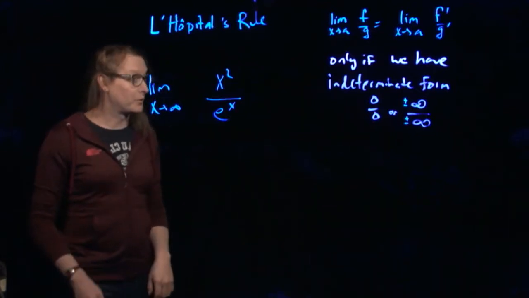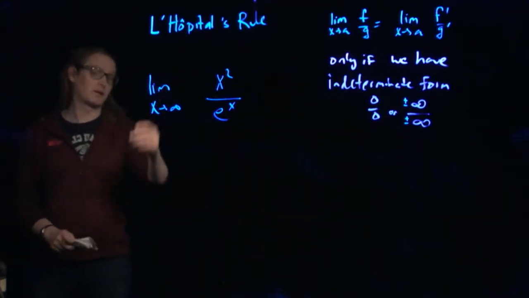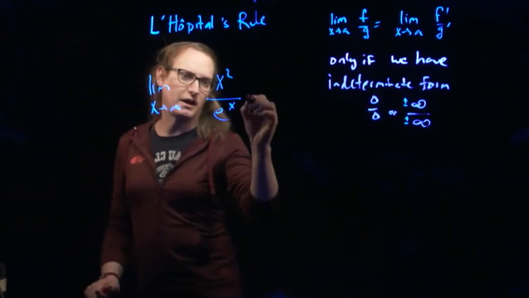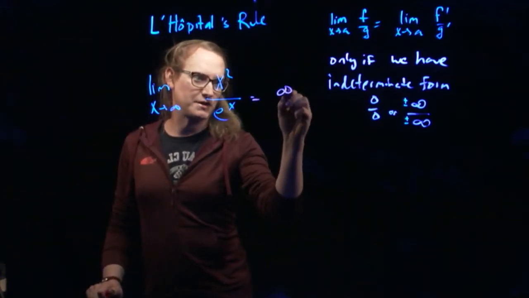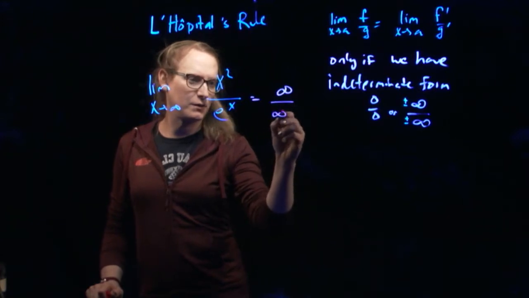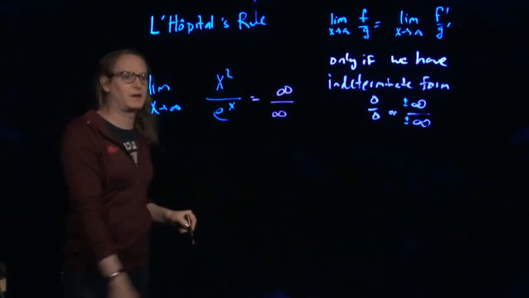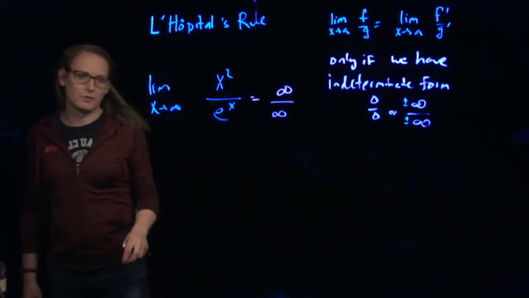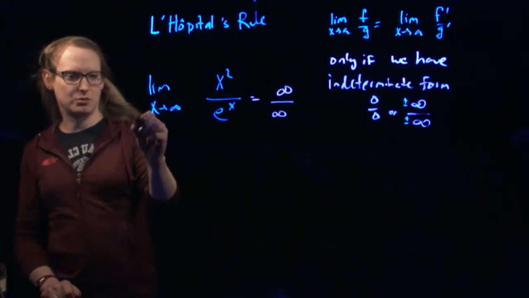First thing that we're going to do when we try to evaluate this limit is just plug the thing in. So we're going to plug in, and I've got infinity squared, which is infinity, and I've got e to the infinity, which is infinity. So I've got the flavor infinity over infinity, indeterminate form. Great candidate for doing L'Hopital's rule. So we'll do L'Hopital's rule.